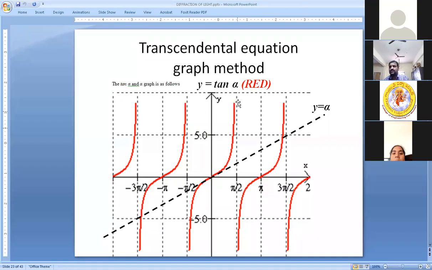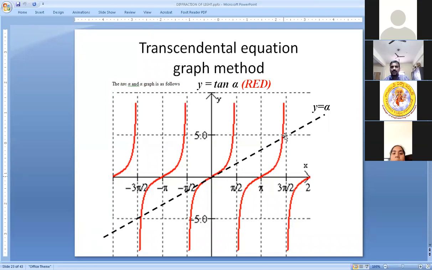Tan 90 goes to infinity. One side it is plus infinity, another side it is minus infinity. And same thing is applicable at 3 pi by 2, 5 pi by 2, 7 pi by 2, etc., etc. Right? So we will get a solution for alpha only at those points where this red line meets the dotted dark line.